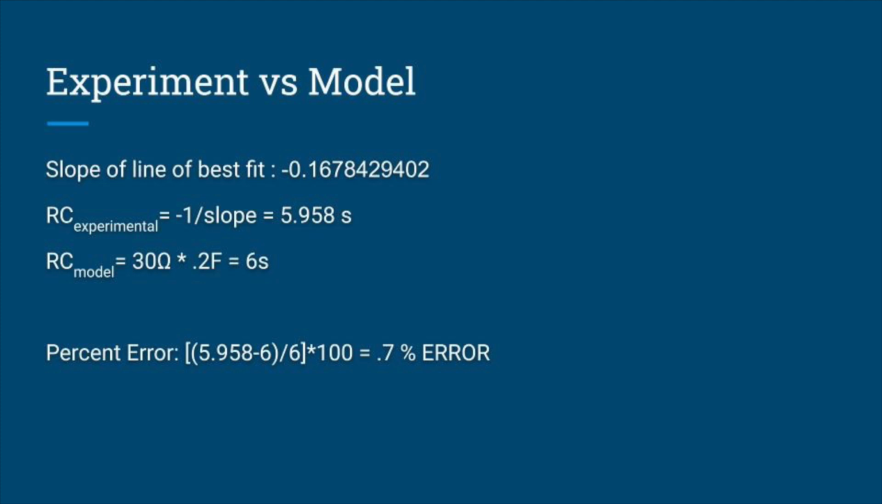The slope of the line of best fit is 0.167842940. So when we divide -1 by that slope, we get 5.958 seconds, which is our RC experimental. Our RC model is just going to be 30 ohms times our 0.2 farads, which is 6 seconds. Our percent error will then be 0.7%.